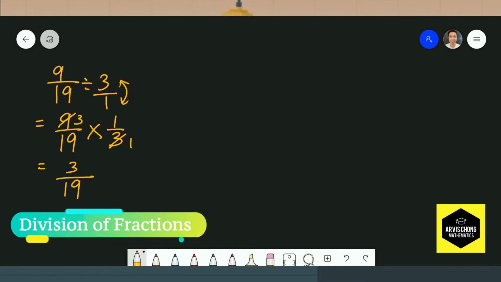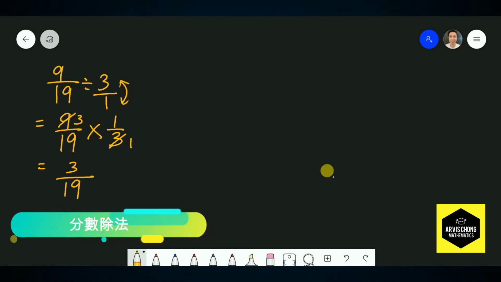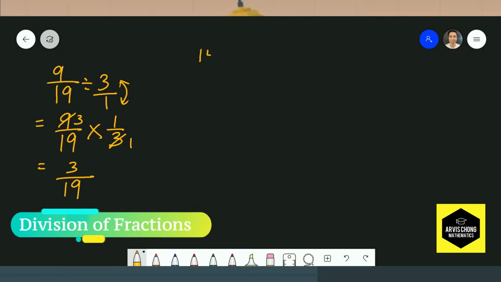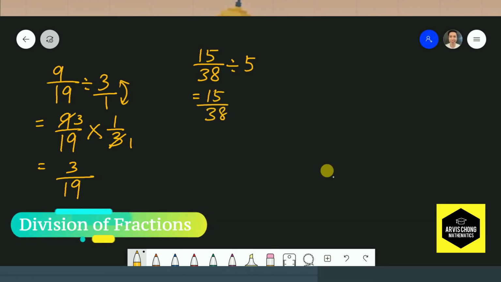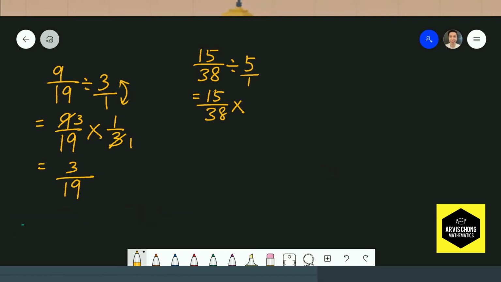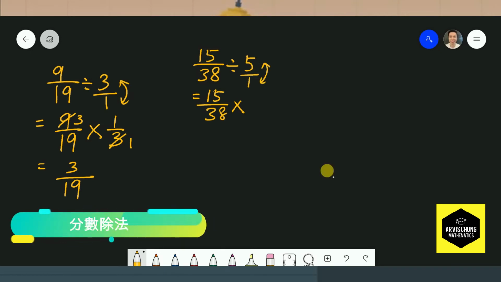So what about the second example here? If I give you 15 over 38 divided by 5. Same as the first question just now, we need to change the divide sign to multiply. After we change to multiply, this 5 is actually 5 over 1. We need to flip this over, flip it upside down. Then here we get 1 over 5, right?